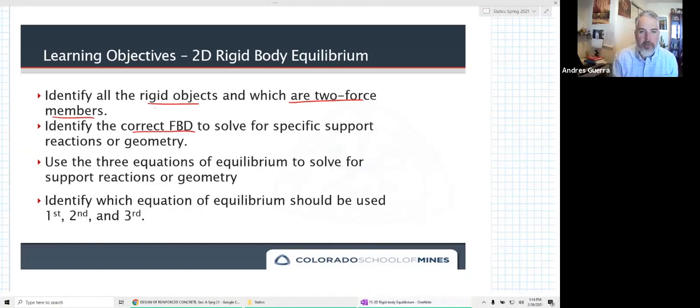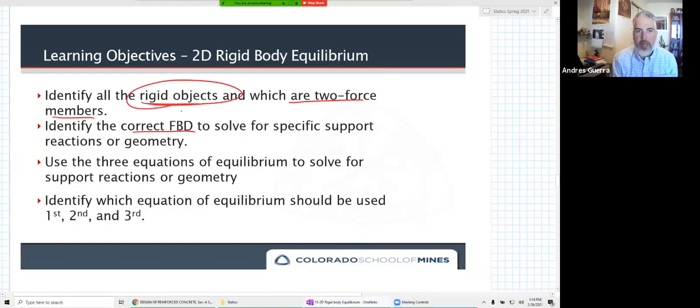Well, we're going to do the same thing with free body diagrams, where we need to be able to identify all of our possible options, all the rigid objects, and then we can pick the correct one. Once we draw the FBD, now it's really the easy part, and that's using those 3 equations of equilibrium to solve for those unknowns. And then also we'll look at identifying which equation should be used first, second, and third.